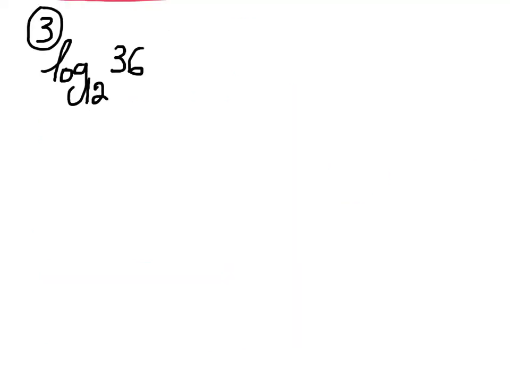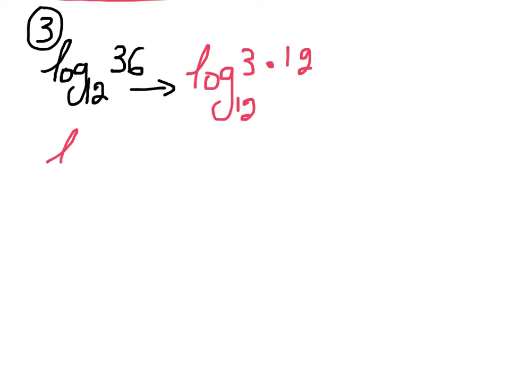Continuing with number 3. Number 3, what I want you to do is take this log and use the properties of logs to split it into 2 logs. I found that 36 is going to be 3 times 12. 3 times 12, because we have multiplication, we can split them into 2 logs. Log base 12 of 3 plus log base 12 of 12.